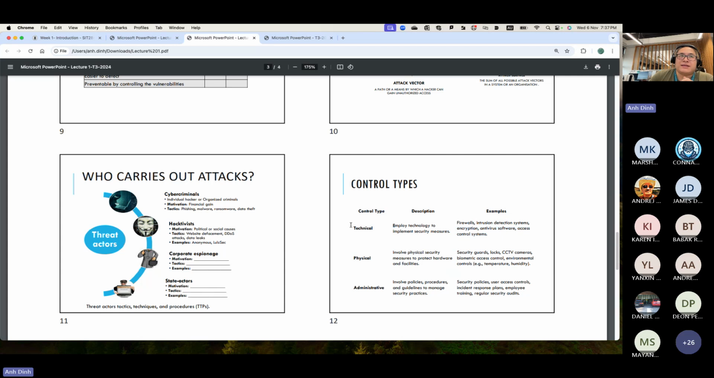It can be a technical solution. You can spend a lot of money buying expensive firewalls or intrusion detection systems, deploying very high-end encryption, antivirus software, and access control systems. Many of these technical solutions claim to solve a lot of problems, but they often don't live up to their claim.